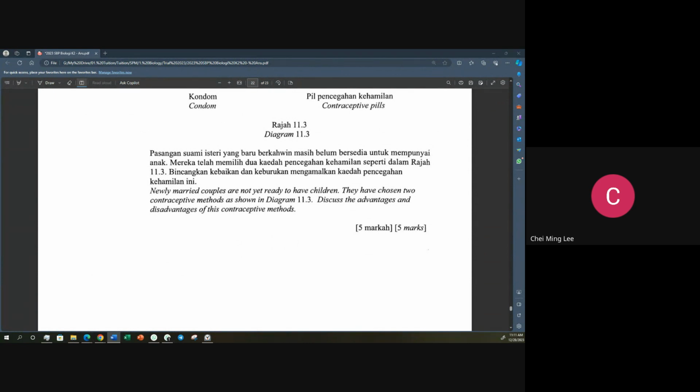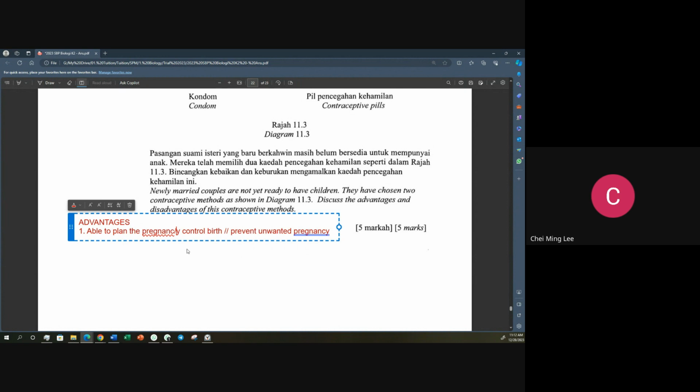All right, so before that, let us see the first one. We need to talk about the advantages first. Now, first point, you will be able to control your pregnancy, or control your birth, or control unwanted pregnancy. Okay, you will be able to prevent the unwanted pregnancy.